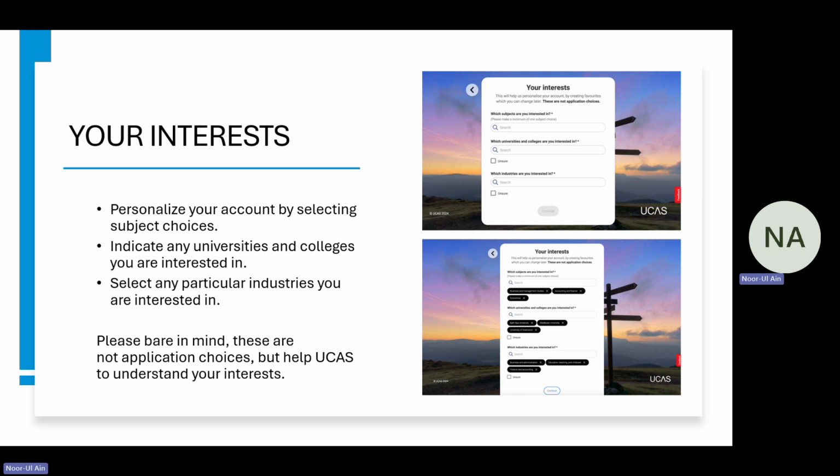Your interests. Here, you can personalize your account by selecting your subject choices, by listing your universities and colleges that you are interested in, and indicating any industries that you are drawn to. It is important to note that these choices are not your actual application choices, but are only to help UCAS understand your preferences.